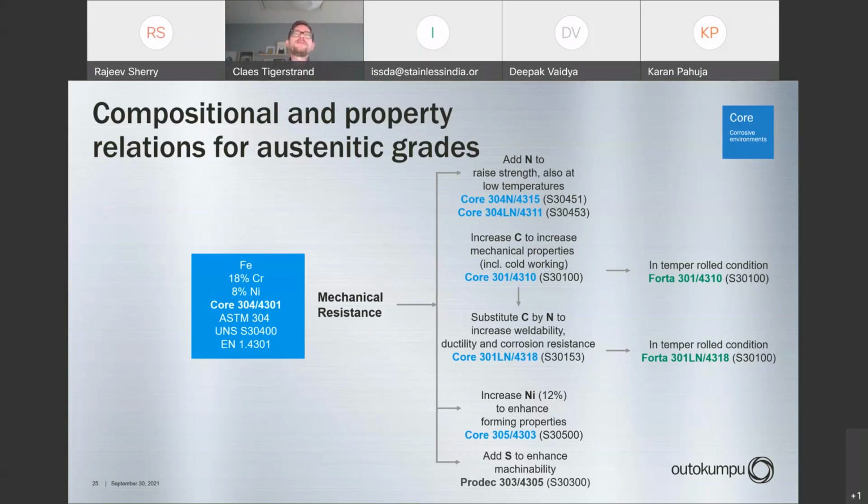And then if you add sulfur, you will enhance the machinability, and then we enter what we call the Prodec range, and the Prodec range is suitable when you have a lot of machining. So there sulfur is an important alloying element. So here you can see just by adding a small amount of alloying element, you can change and improve a specific property of the type 304 material.